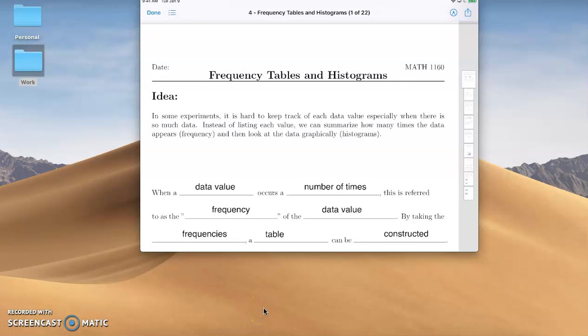Unit 5, Topic 4, Frequency Tables and Histograms. This is the beginning of statistics and talking about how to display data and how to keep track of data.